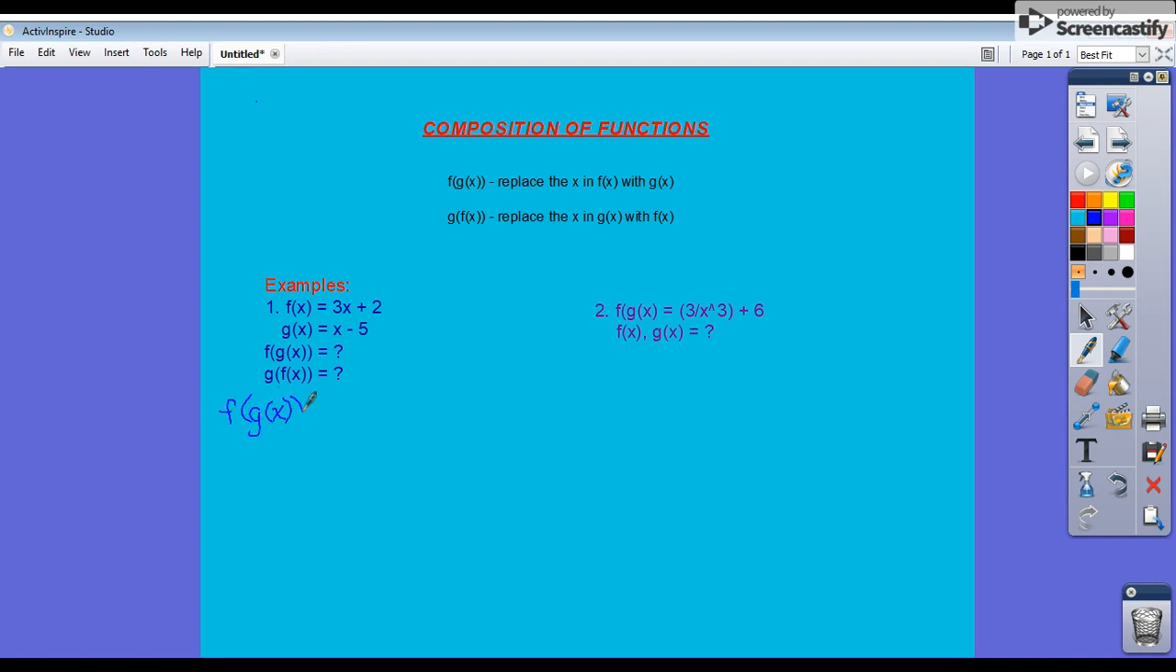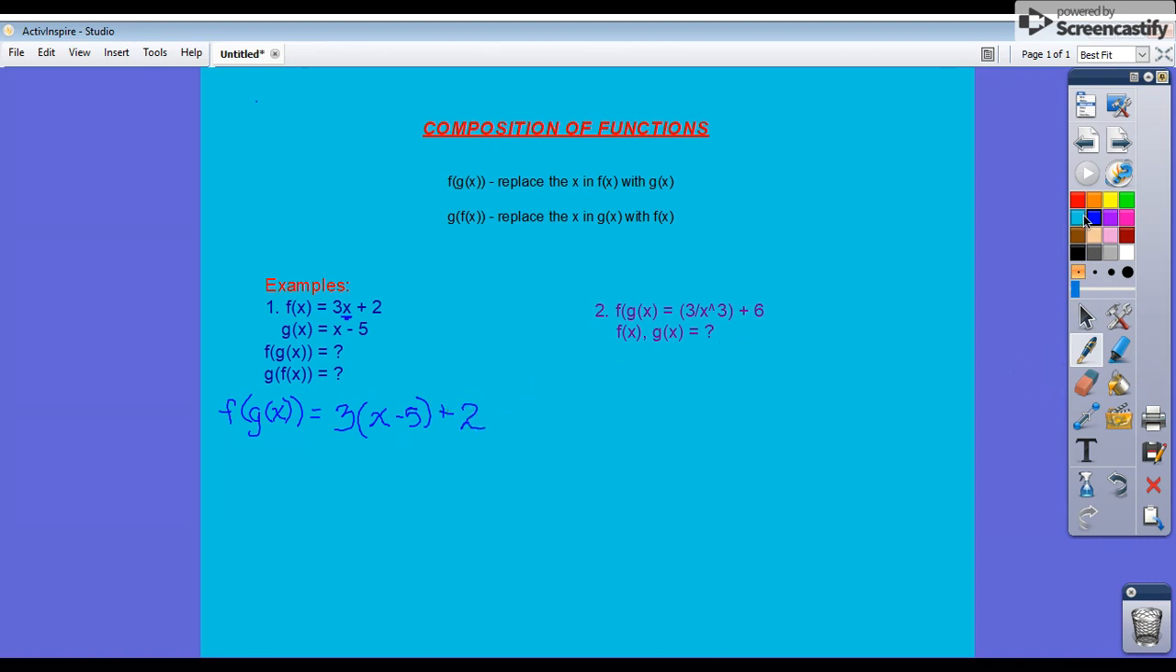is when you take the f function, which is 3x plus 2, and you replace the x in the f function with whatever g is. So instead of writing 3x plus 2, I'm going to write 3 and replace the x with whatever g is, x minus 5, and then bring down the rest of the f function, which is plus 2.